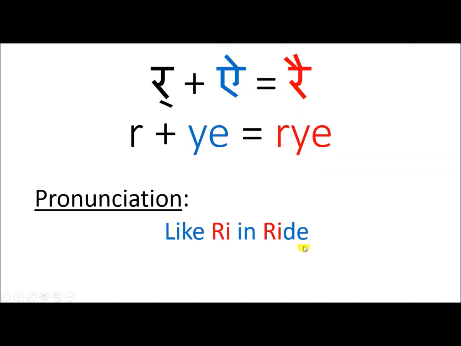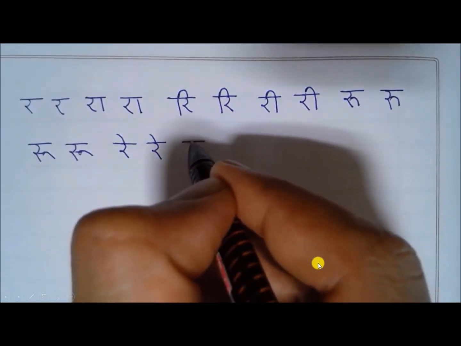Okay. Next is rai. And rai is obtained when you add r to I. R plus I equal to rai. R plus I equal to rai. And rai is pronounced like ri in ride. Ride. Okay. And rai is written like this.